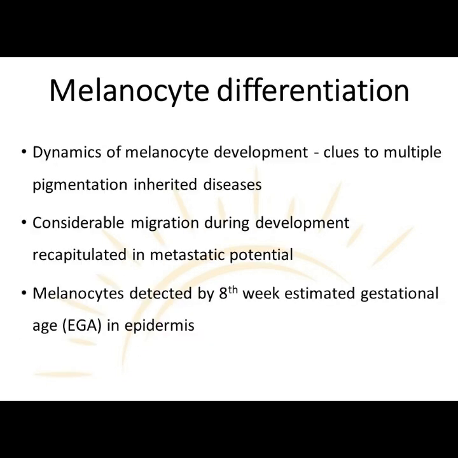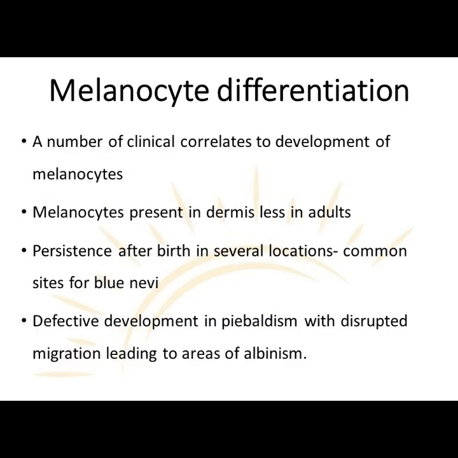Melanocyte development. Melanocytes arise from neural crest cells. Present in the epidermis by 8 weeks EGA. More abundant in the dermis during development than adulthood. Persist in some dermal sites postnatally: hands, feet, scalp, sacrum and buttocks, common sites of blue nevi. Clinical correlates: piebaldism, defective melanocyte migration, localized albinism patches.